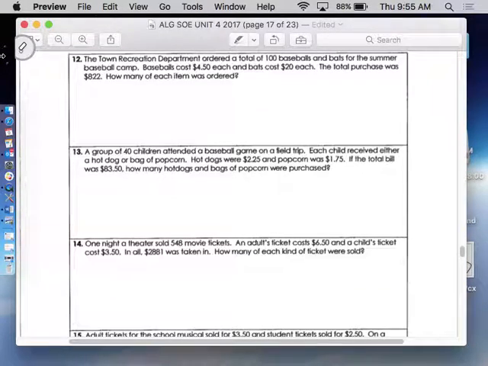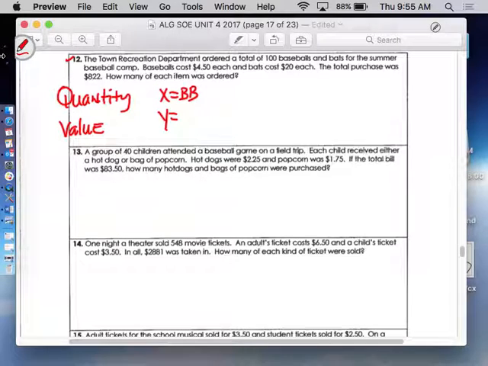Let's do a few more of the quantity value problems. So we'll stay with that theme. Quantity is one equation, value is the second equation. So a problem like number 12, let's see, I've got baseballs and I have bats. So if I let X represent the baseball, and then Y would represent the bat. So the first equation is going to describe how many of each I have, my quantity equation. X plus Y equaling 100.